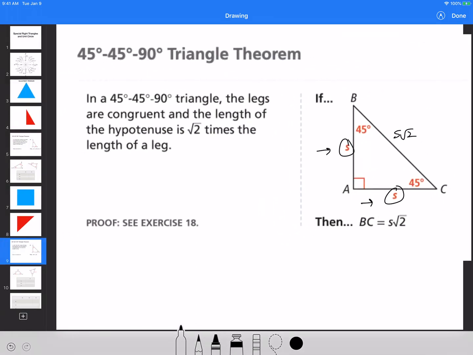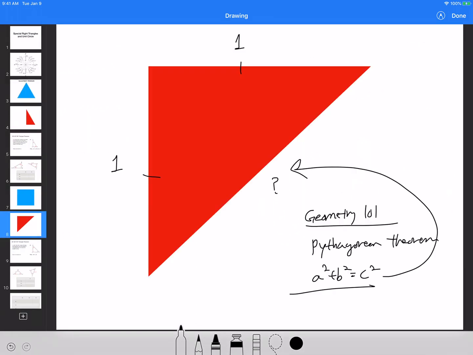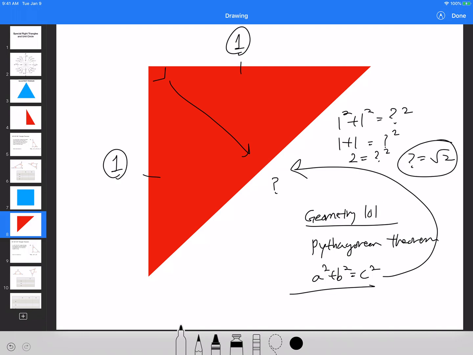So s root 2. The reason why that is: if I were to give you 1 and 1 here, 1 squared plus 1 squared equals c squared, because the hypotenuse is the question mark. So if you do the math, 1 plus 1 equals question mark squared, 2 equals question mark squared, so the question mark is the square root of 2. If you plug that in, my hypotenuse ends up being the square root of 2.